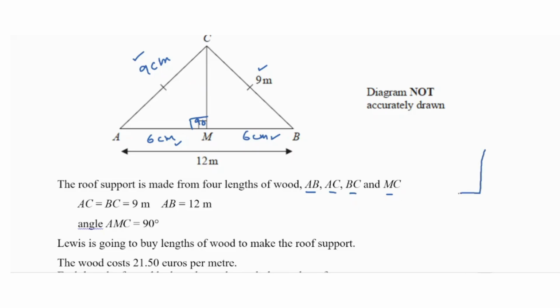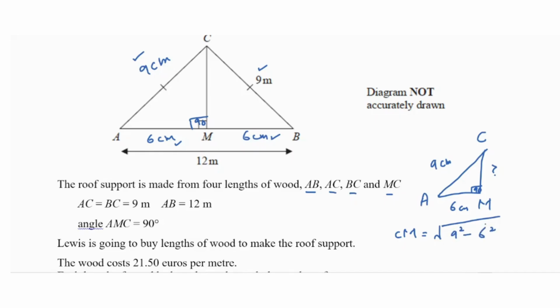How are we going to figure out this one? We're going to draw this triangle. This is our right angle triangle. This is A, this is C, and this is our M. So this is a 90 degree angle, this is 9 centimeters, and this is 6 centimeters. So we're going to find out the CM length. Using the Pythagoras theorem, we know that CM is equal to the square root of 9 squared minus 6 squared.